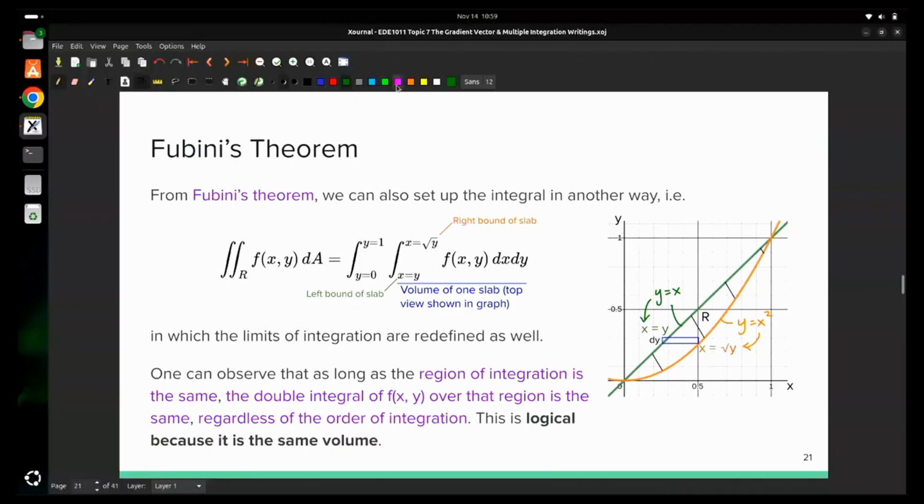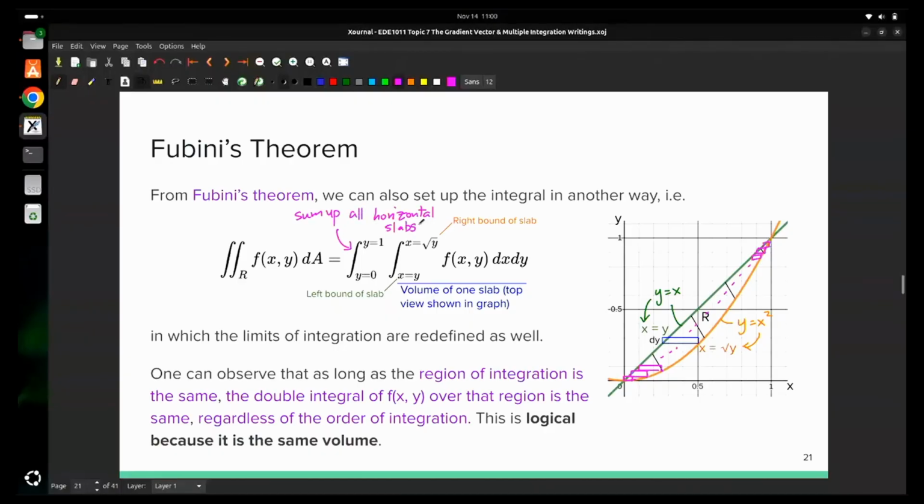Then the outer integral, what does it do? Outer integral is going to sum up from y equals 0. So sum to the next slab, then sum to the next slab. So you can see it is summing all the blue slabs all the way until the last slab at y equals 1. Is that alright? So this is what the outer integral is doing. Sum up all horizontal slabs.